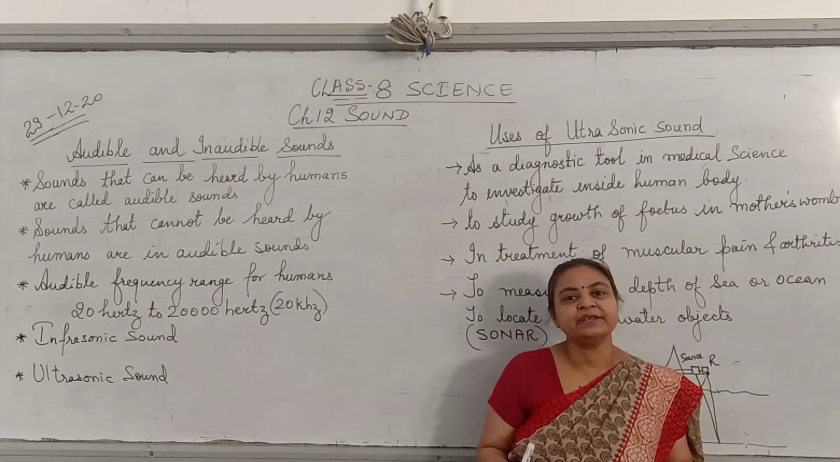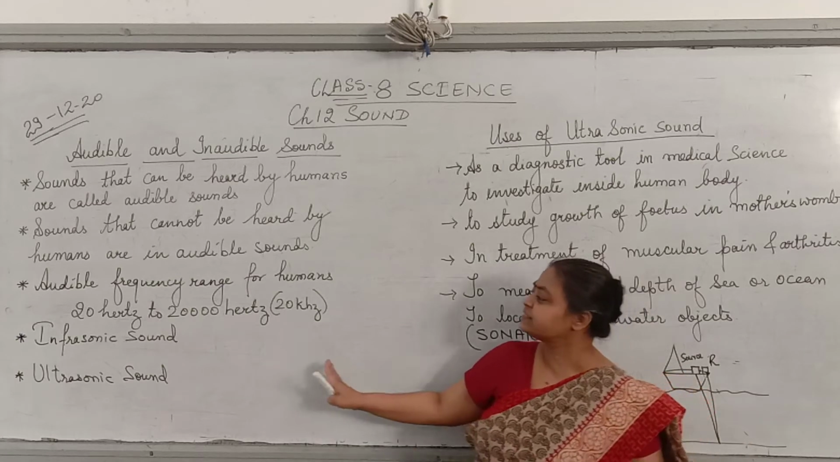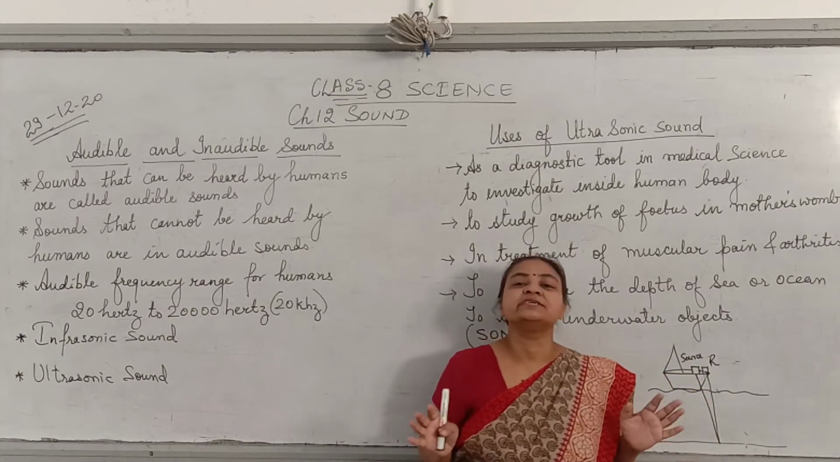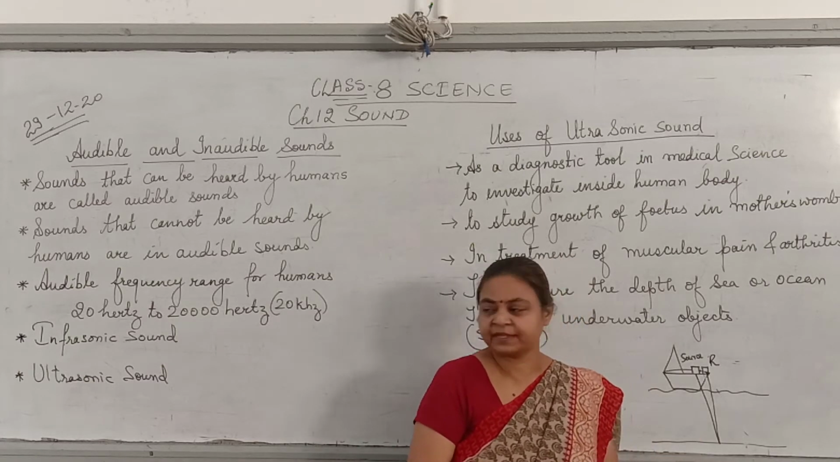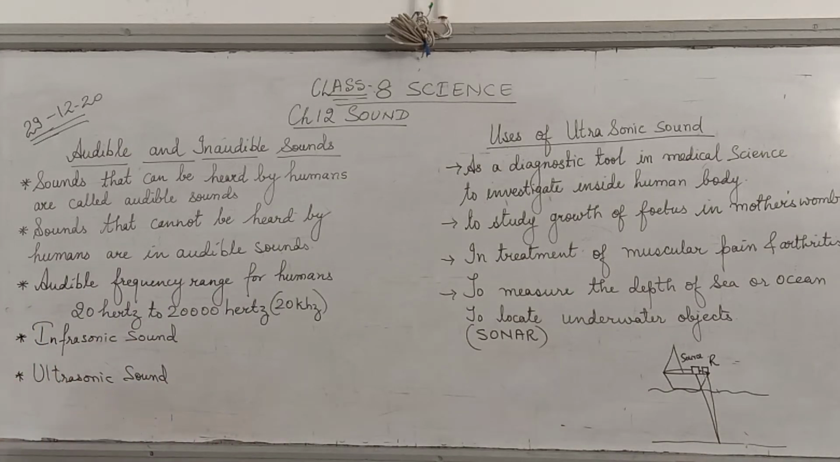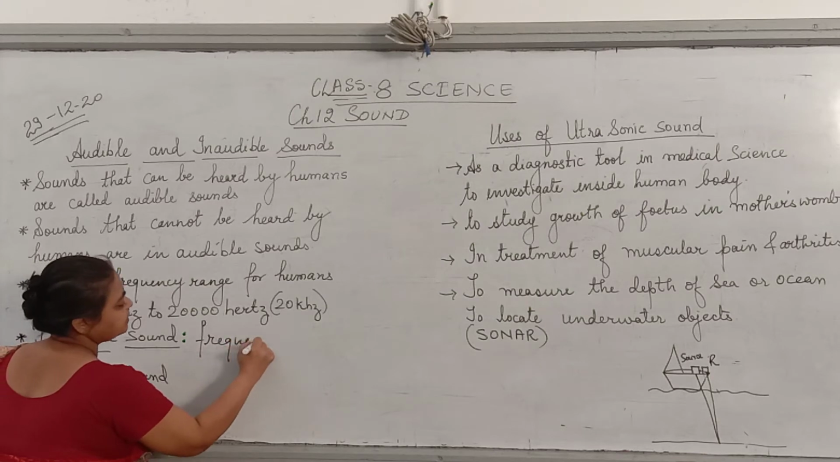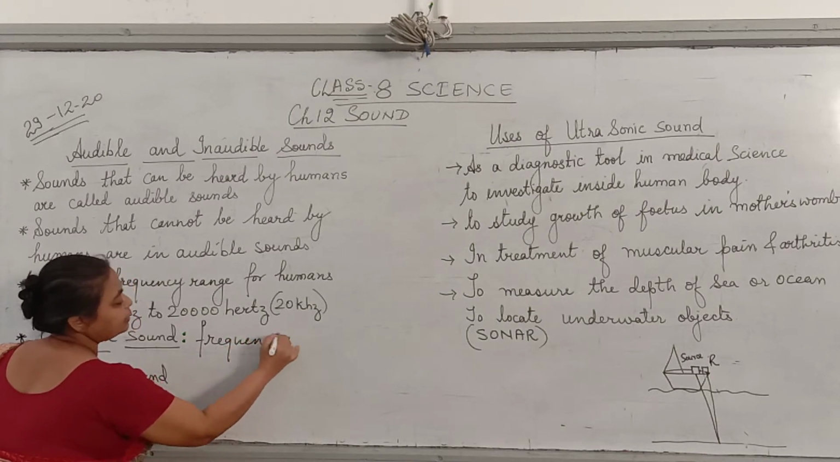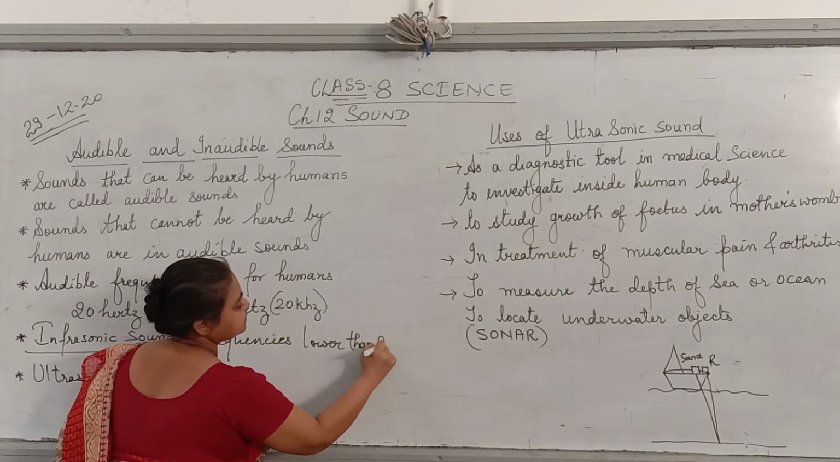Frequencies which are lower than 20 Hz, we cannot listen to, and frequencies which are more than 20,000 Hz also cannot be heard by human beings. So the frequencies which are lower than 20 Hz are called infrasonic frequencies or infrasonic sound. So we can write this as frequencies lower than 20 Hz.